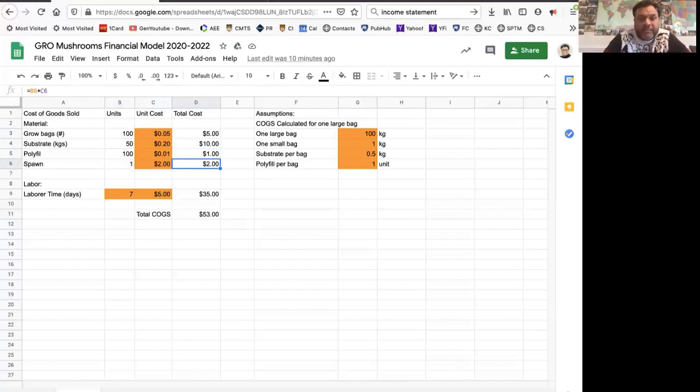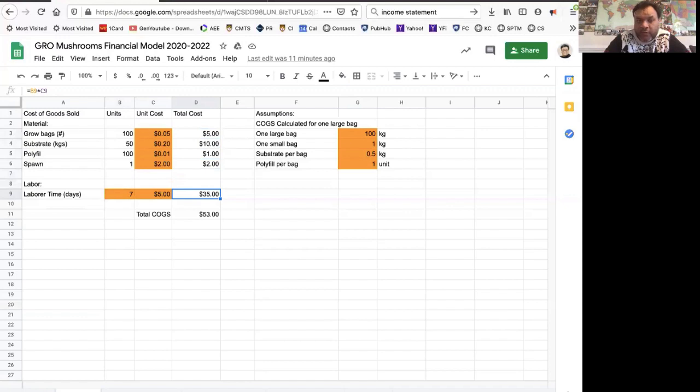kilos of mushrooms. So the total material cost to get 1 unit of our product, which is 1 large bag of mushrooms, 100 kilograms, is the $5 for the grow bags, 10 for the substrate, 1 for the polyfill, 2 for the spawn, and then there is labor. So this is labor that is directly tied to producing those 100 kilos. So we need 7 days of laborer time, and we pay those laborers $5 a day.